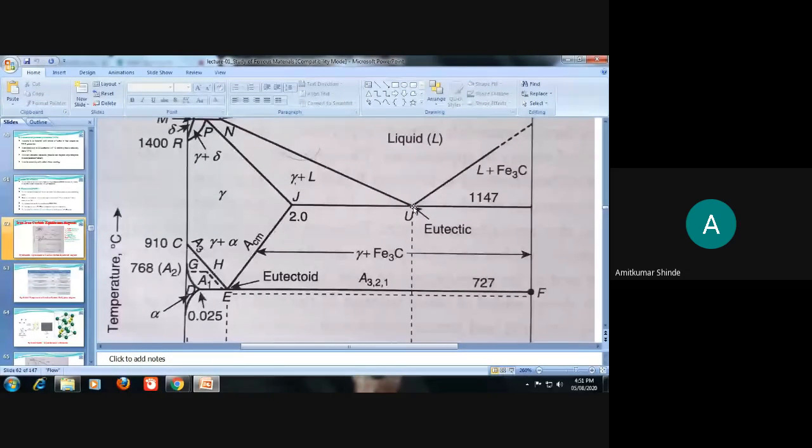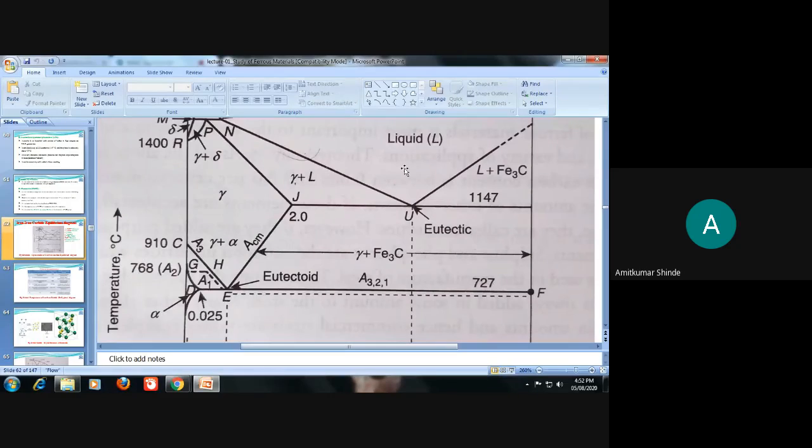And when carbon percentage is less than 4.3 but more than 2%, whichever cast iron is within this range will be termed as hypoeutectic cast iron. Carbon more than 2 and less than 4.3% is hypoeutectic cast iron. When carbon percentage is exactly 4.3%, it is eutectic cast iron. And when carbon percentage is more than 4.3%, it will be termed as hypereutectic cast iron.